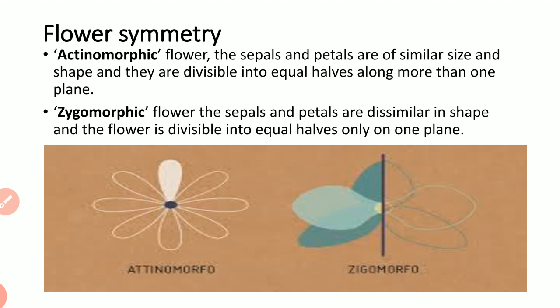Then the zygomorphic flower. In zygomorphic flowers, the sepals and petals are dissimilar in shape and the flower is divisible into equal halves only on one plane. Just like you see the flowers of the clitoria, that is known as gokarna. Okay, that is a zygomorphic flower because there is no equal division of the flower on more than one plane.